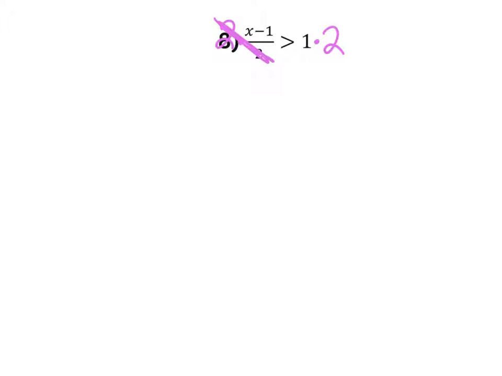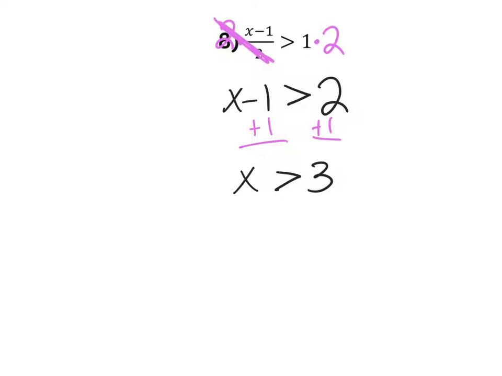The only thing I have on the left side is an x take away 1. This says greater than or less than. Which one? What's 1 times 2? 2. Add 1 to both sides. Now, let's practice with those people that were confused last time.